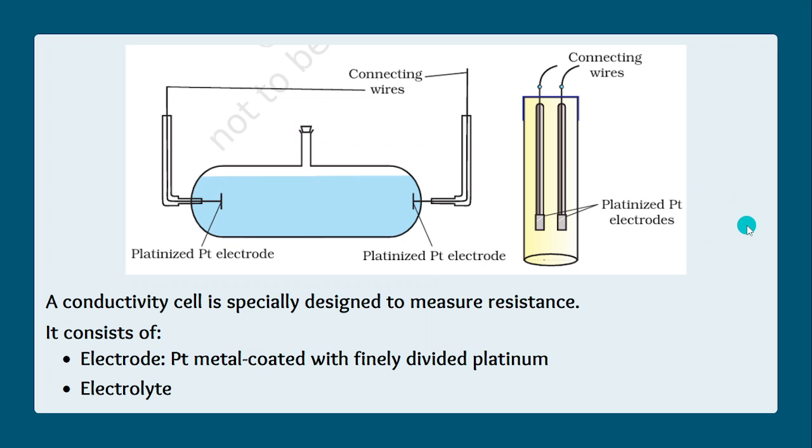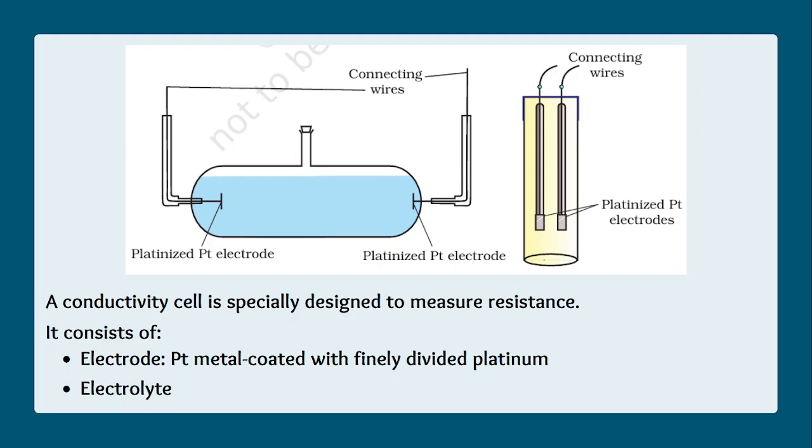So what we do is we use something called a conductivity cell. A conductivity cell is specially designed to measure the resistance. These are two commonly used ones. It consists of two things. First of all, the electrodes which are present are platinum. They're made of platinum metal, and they're actually coated with finely divided platinum. The way this is done is by the process of electrolysis. And the reason this is done is that it helps minimize the polarization effects.